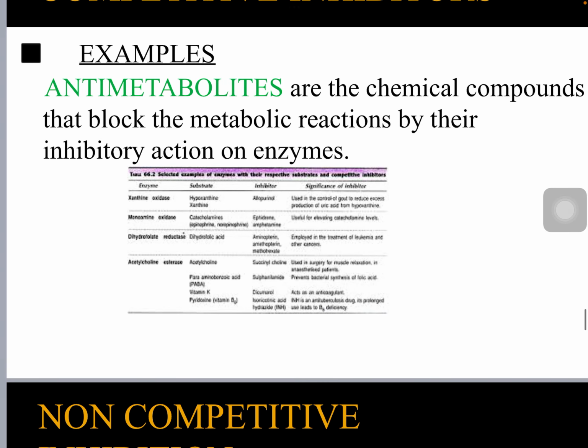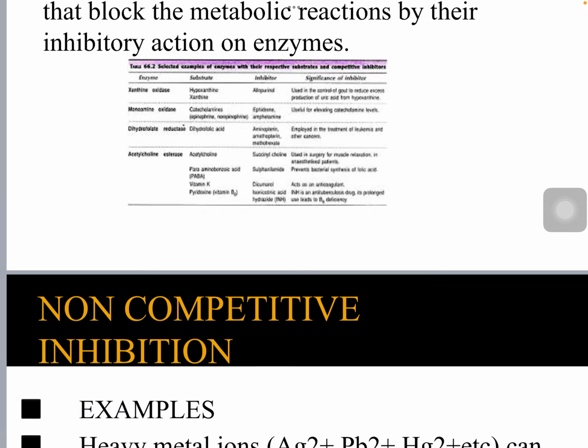Some antimetabolites are also given as examples of competitive inhibition. These antimetabolites are chemical compounds that block metabolic reactions by their inhibitory action on enzymes. So these are called antimetabolites.